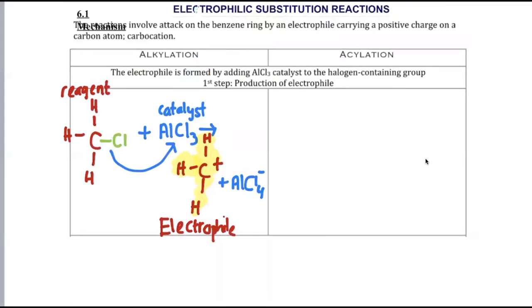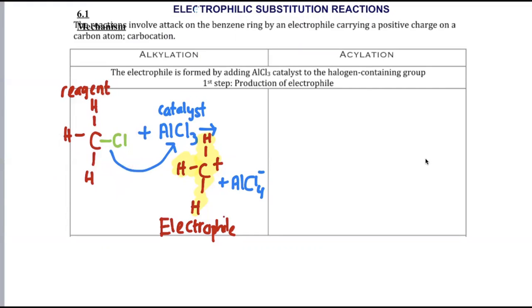Acylation is no different. The reason why your reagent needs to contain a halogen is because of this step. If you don't have a carbon-chlorine bond, then you cannot break the bond and you cannot produce an electrophile. A carbon-chlorine bond is relatively weak. That's why it can be broken, rather than using methane, CH4, where a carbon-hydrogen bond is very strong and not easy to break, especially since it's a single bond.